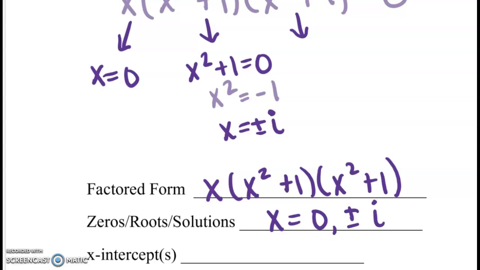Now for our x-intercepts, this part's super important. Imaginary numbers never, ever, ever, ever cross the x-axis. So my only x-intercept here, and you can graph this on your calculator and you'll see that this thing only crosses the x-axis one time. And that one time is at 0, 0 again because imaginary solutions never cross the x-axis. So we have those solutions, but our only x-intercept is 0, 0.